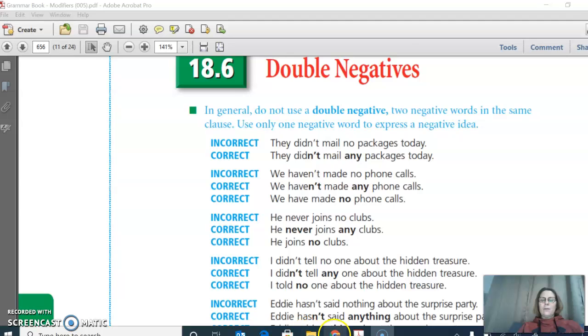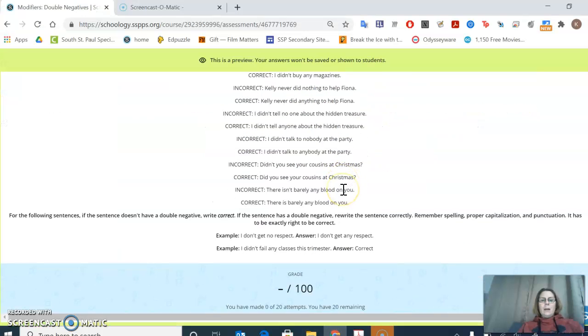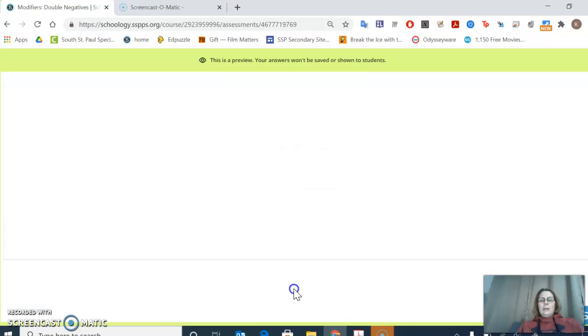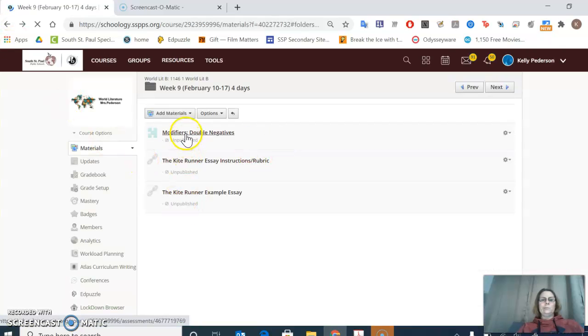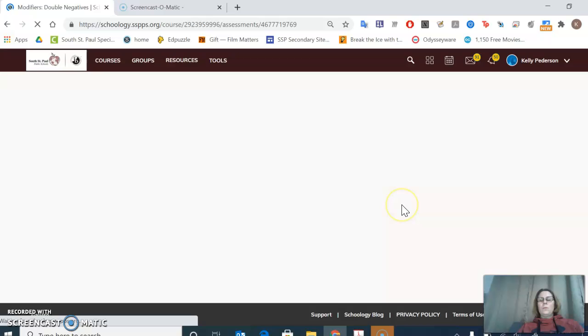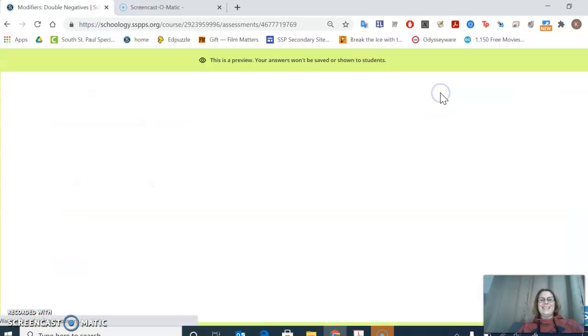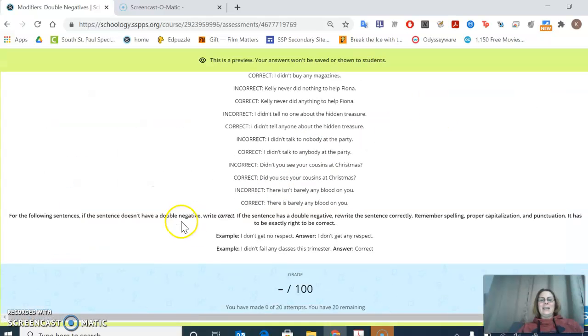So what does that look like for your quiz? This week, you are doing a little writing. So what you're going to do is, I should go back to your introduction. So what you will do is, if it is correct, you're going to write the word correct in the blank. If it is not correct, you're going to write it correctly in the blank.